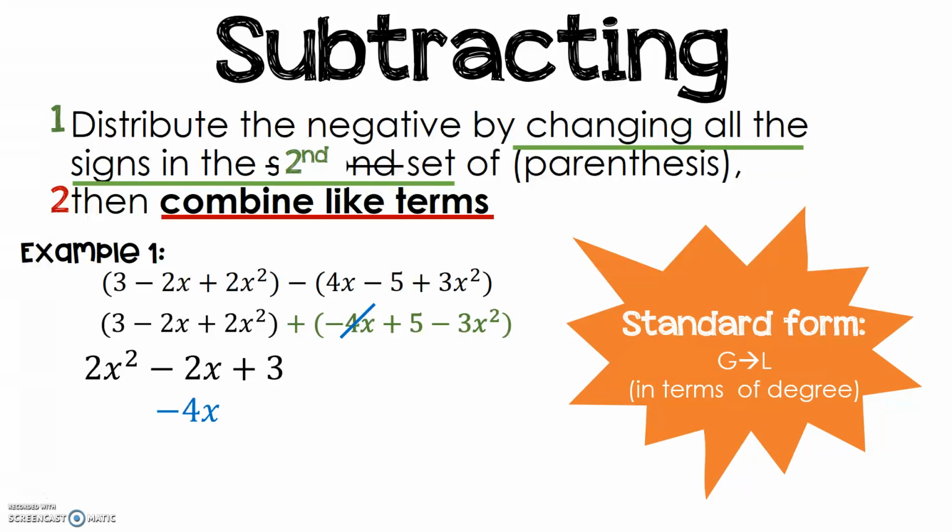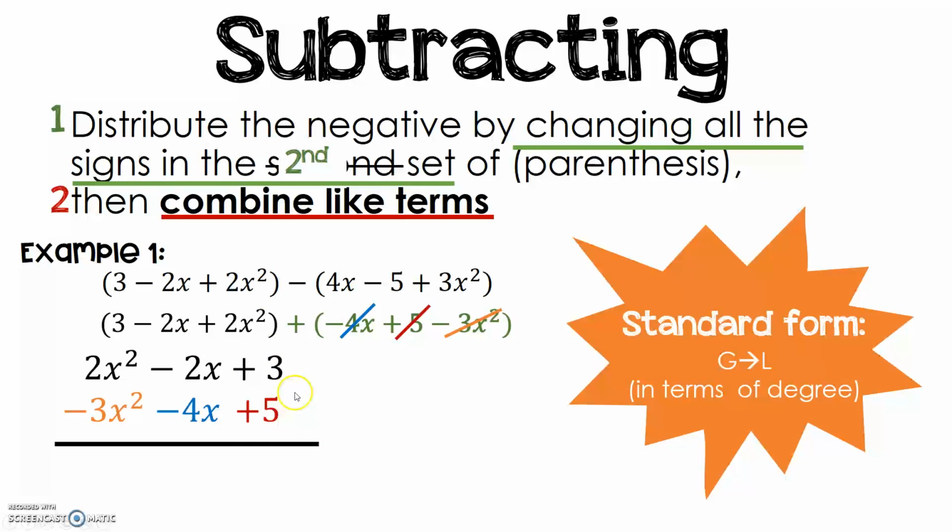Combining like terms is just adding, guys. That's all we're going to be doing here. You add the 5 under the 3. Then you put your negative 3x squared right under. And guess what? You have them all lined up, so you can just combine them all the way down.